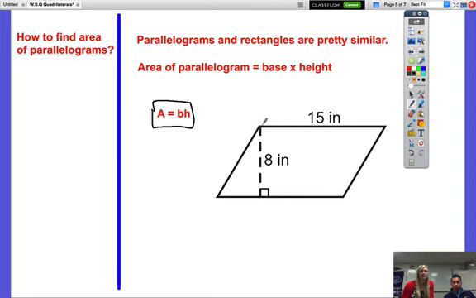So just like Mr. Wynn said, the height is typically given with a dashed line. So right here I know that this is my height, and then my base, one of the properties of a parallelogram says that this is congruent to this. So if you're thinking it has to be on the bottom, it's the same as the one on the top. So that's also 15 inches right here.